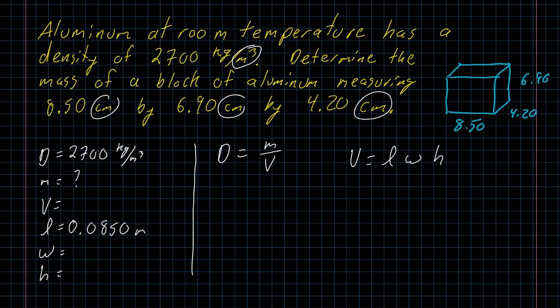That length of 8.50 centimeters in meters is going to be 0.0850. That width, which is 6.90 centimeters, is going to be 0.0690 meters, and then the height will be 0.0420 meters. So I've given my length, my width, and my height in meters this way. All of my units, I am now confident, are going to work out.